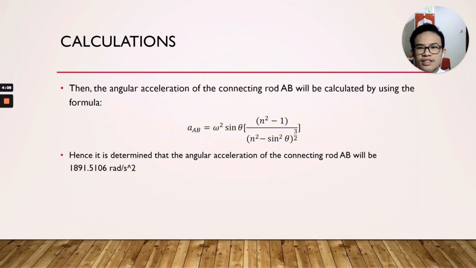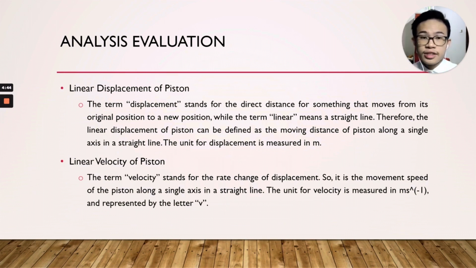Then the angular acceleration of the connecting rod AB will be calculated by using the formula: acceleration of the connecting rod AB equals the angular velocity square times sine theta, bracket n square minus 1, over the bracket of n square minus sine square theta bracket to the power of 3 over 2. Hence, it is determined that the angular acceleration of the connecting rod AB will be 1891.5106 radian per second square. Moving on to the analysis evaluation.